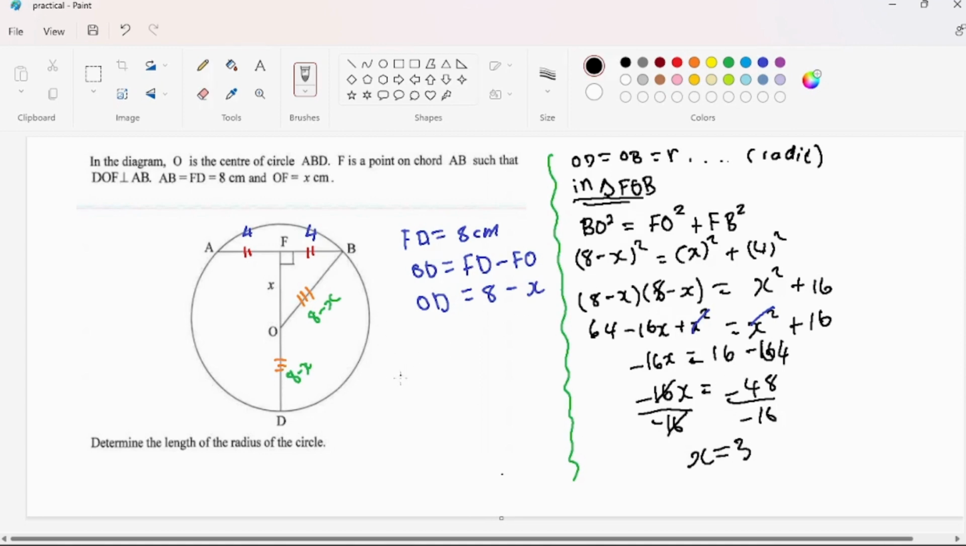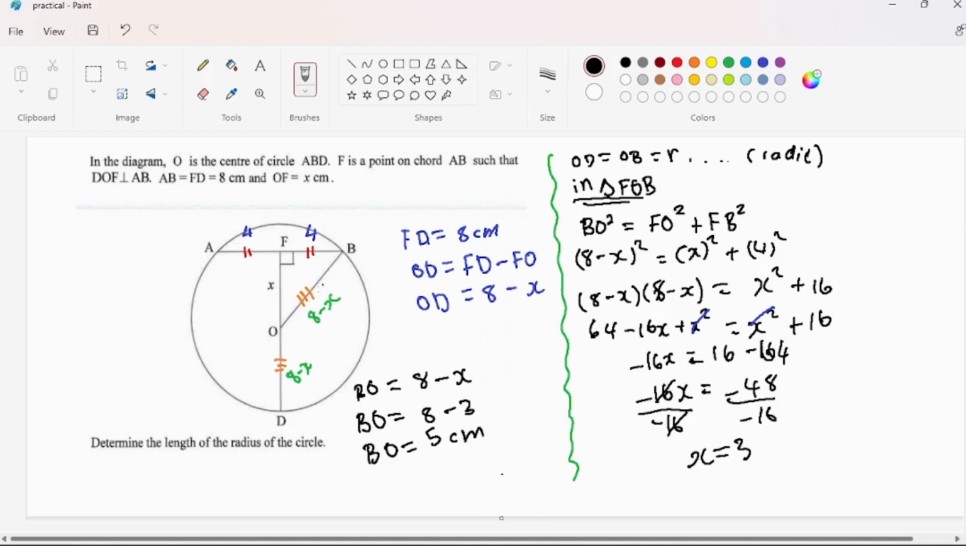And then we can go to our radius. Where's our radius? Is BO, right? BO is equal to 8 minus x, isn't it? So in the place of x, we are going to say 3. So it is 8 minus 3. And 8 minus 3 is equal to 5 centimeter.